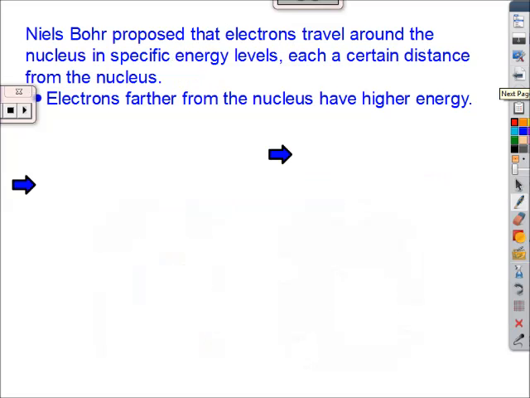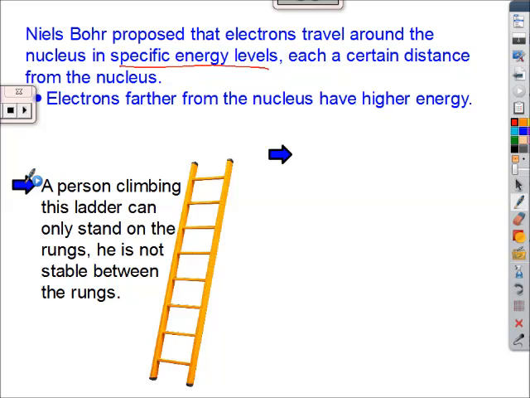This is where Niels Bohr came along, and he proposed electrons travel in specific energy levels. So there's a certain distance from the nucleus. And this is what we believe now, that there are certain regions of probability, or regions where the electrons exist. Just like a person climbing a ladder, if I'm climbing a ladder, I'm not very stable if my foot is right there. I'm in between rungs. I either have to go up or I have to go down to one of those rungs. I'm not stable in the middle.